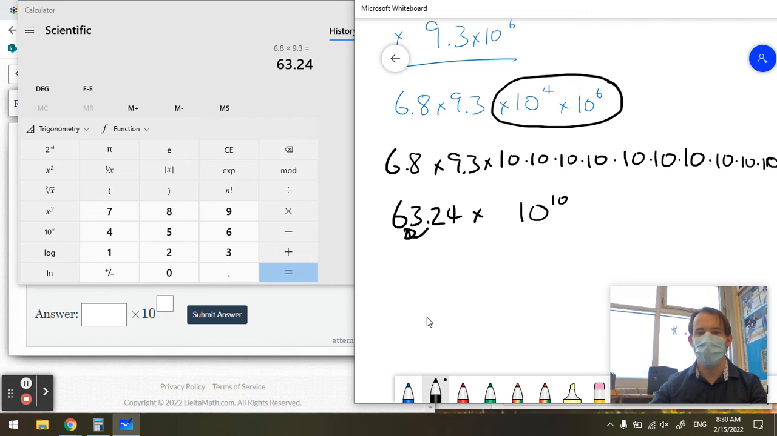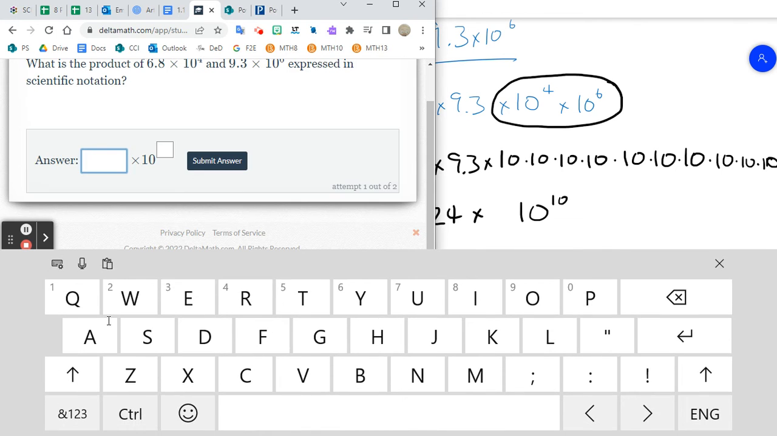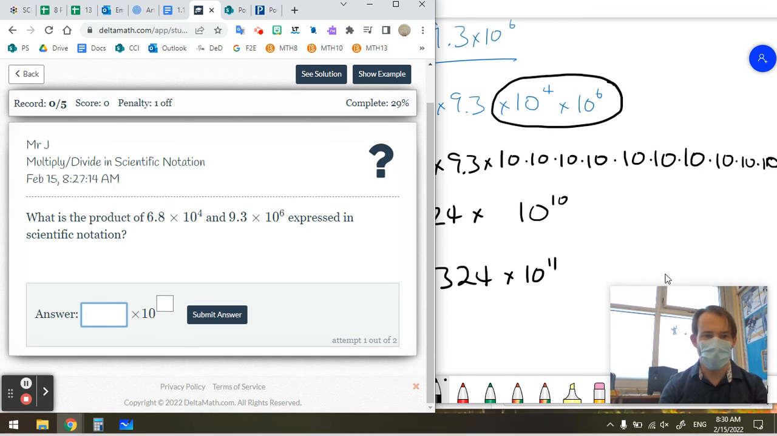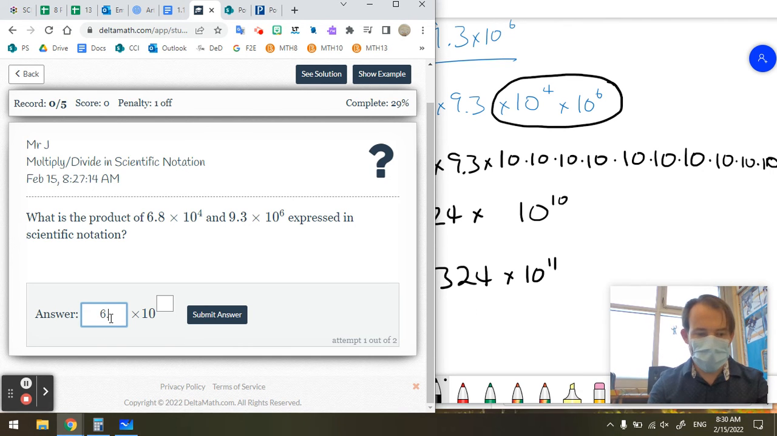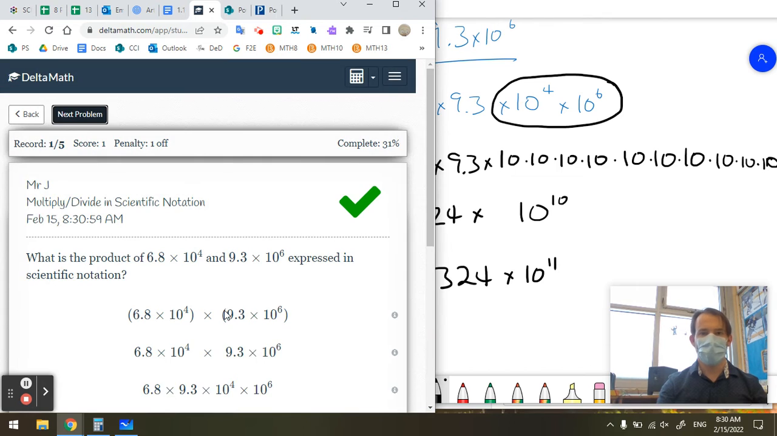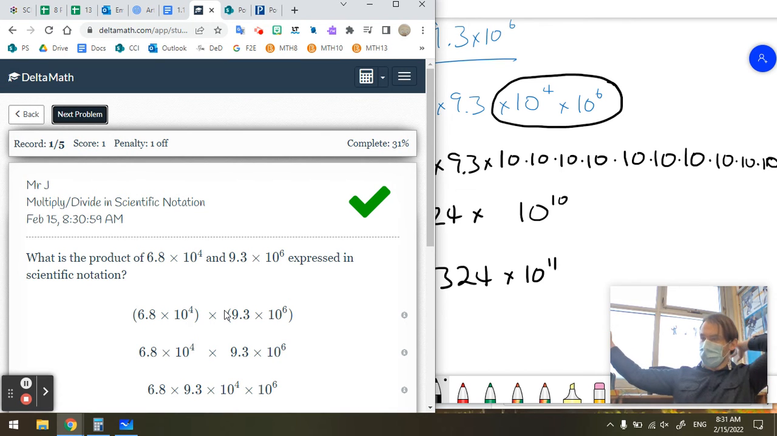I need to move the decimal place once that way. So I'd have 6.324 times 10 to the 11. Why? Because I moved the decimal place once that way, so I need to compensate for that over here. Let's put that in as my answer. 6.324 times 10 to the 11. Submit answer. Yes! And the math gods rejoice, and you give yourself a pat on the back for getting these questions right.